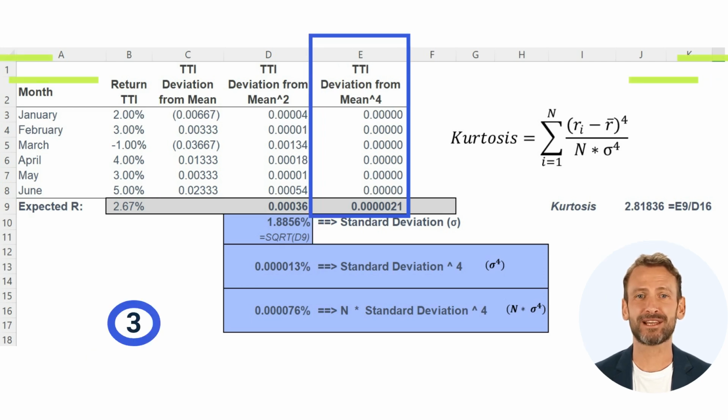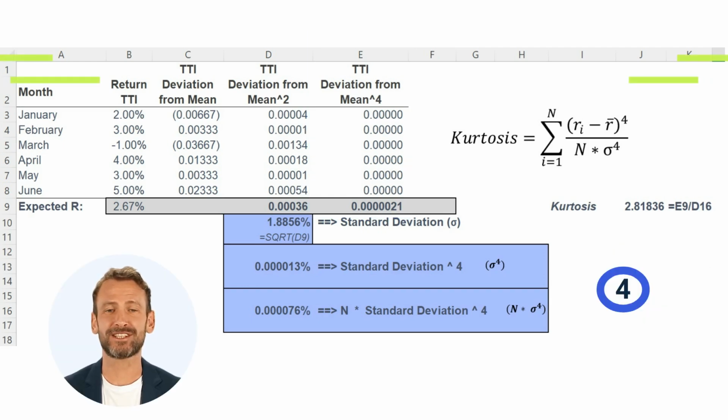As the third step to calculate kurtosis, we need to raise the deviation of each return from the average return to the fourth power for each month. Then we sum these deviations raised to the fourth power. In this case, this sum equals 0.00000021. This is the numerator of our fraction to calculate kurtosis.